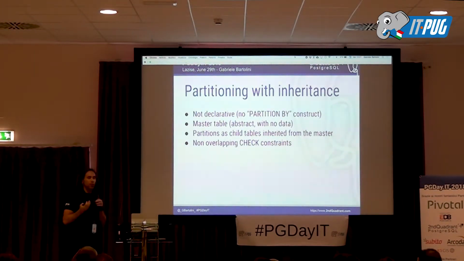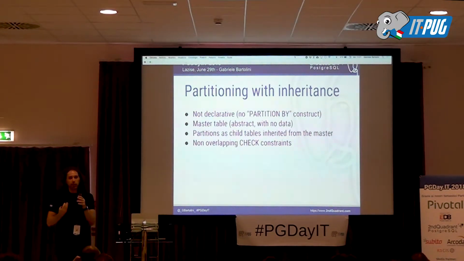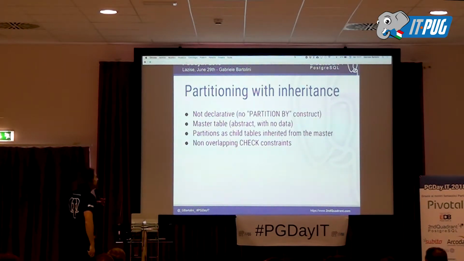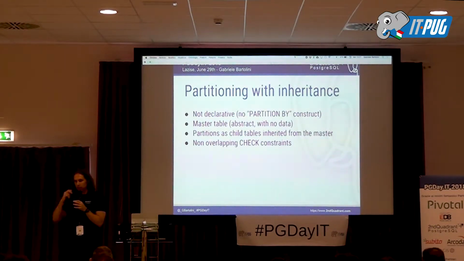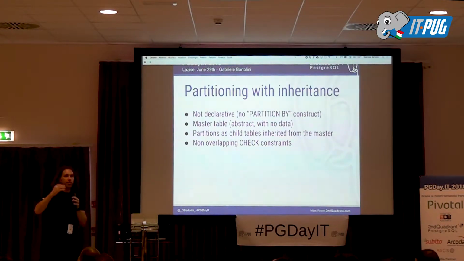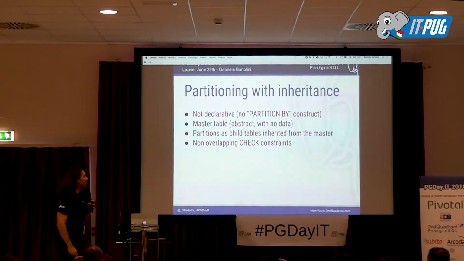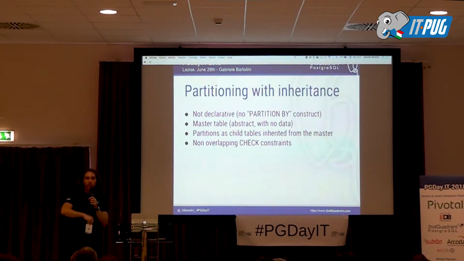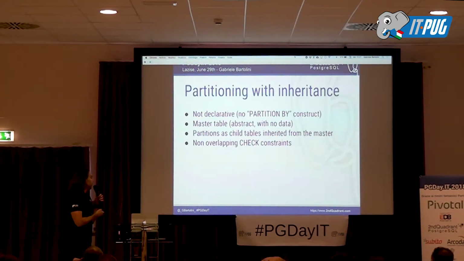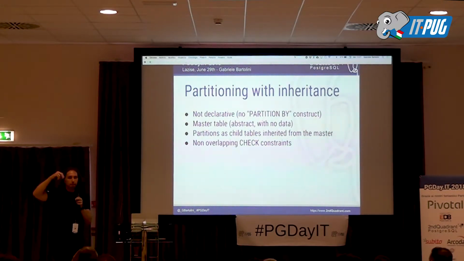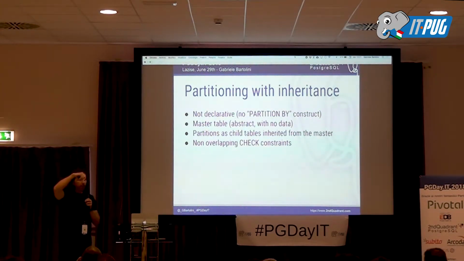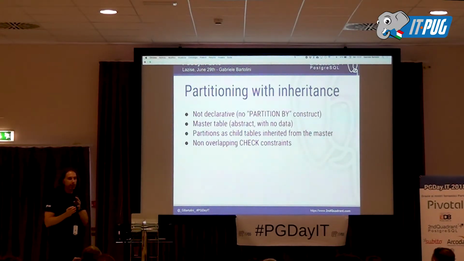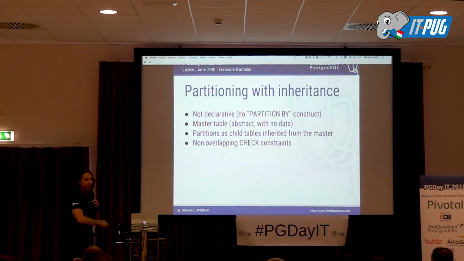It was not declarative, so there was no partition by construct. The general concept is that we have a master table, which I usually call abstract from object-oriented programming, because it contains no data. It's a table that must not contain any data. So it just defines the model of the class of the table. And by the way, it's a class because of inheritance in Postgres. And partitions are the child tables that inherit from the master, inherit the same model. And through check constraints, we make sure that data that is in a partition has specific values for the partitioning criteria. With an example, I think everything will be clear.